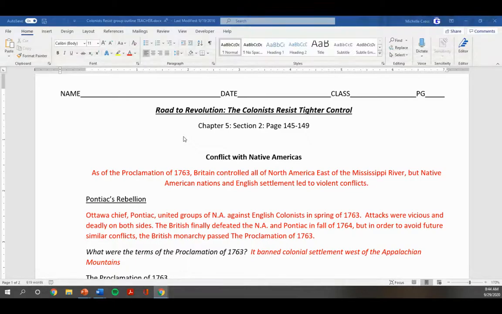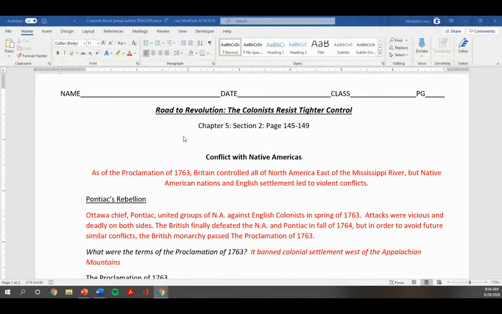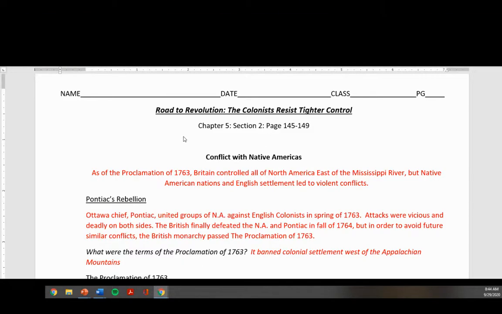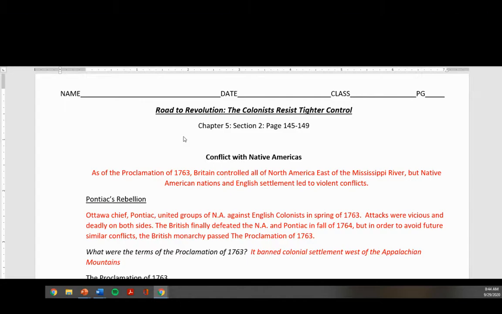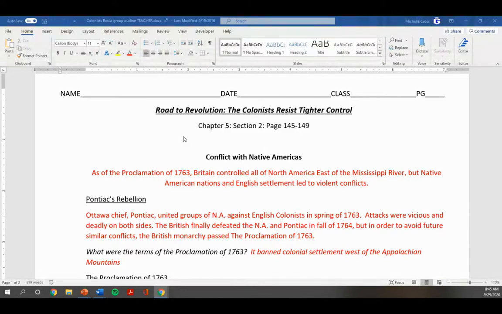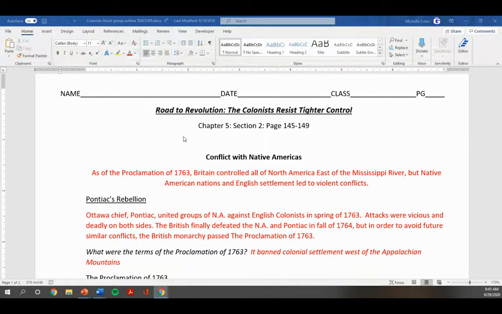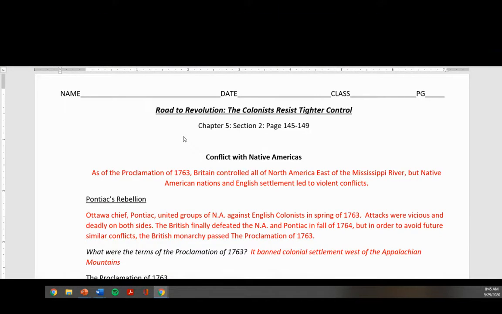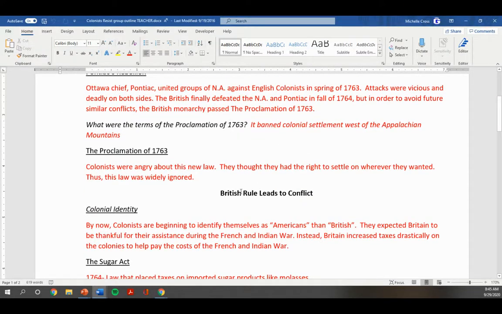What I'm going to do right now is review with you your notes at the top that say Causes of the Revolution, Colonists Resist Tighter Control, or Road to Revolution. These are your colonial British policies and colonial reactions. Now, you may have one of two versions of these notes. The one you're seeing on my screen begins with conflict with Native Americans and Pontiac's rebellion. The other version, I believe, begins with British rule leads to conflict under colonial identity.